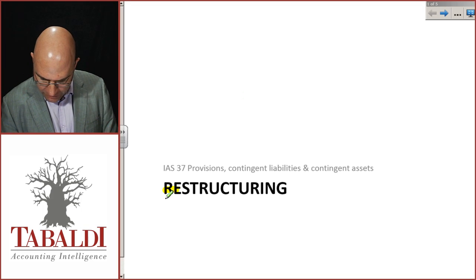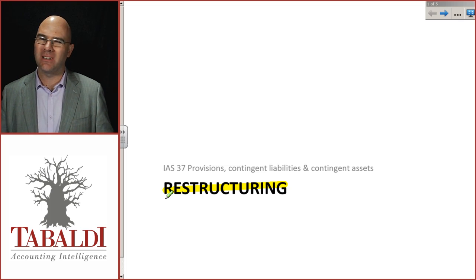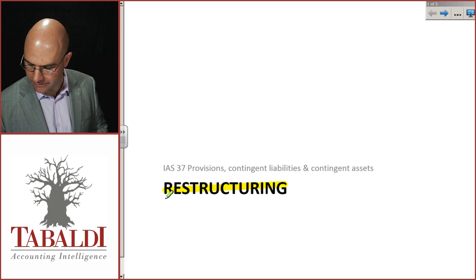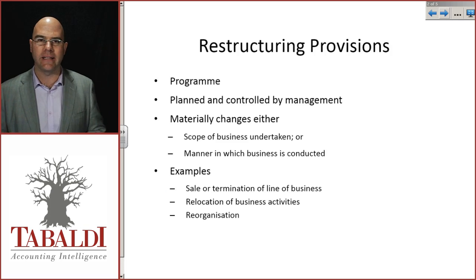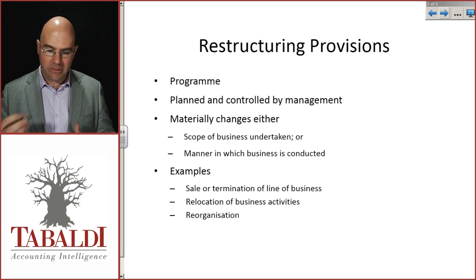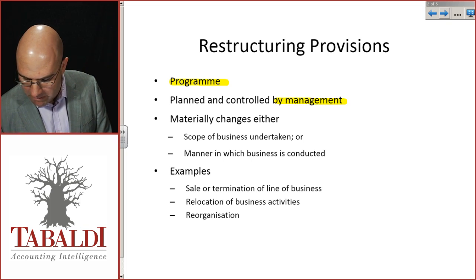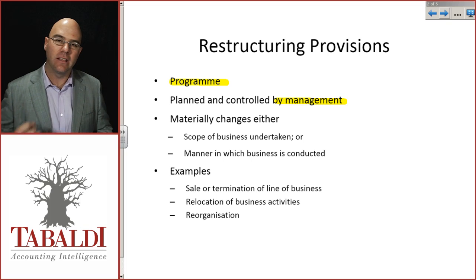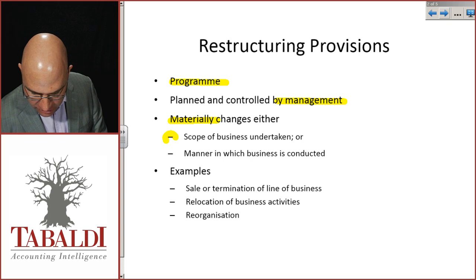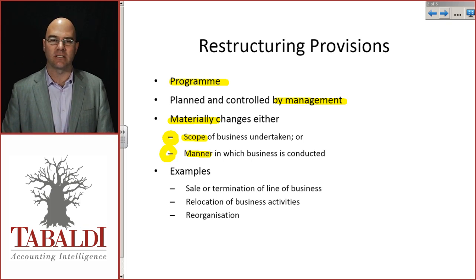Now we're going to look at provisions that relate to restructurings. Remember, if you are looking at US GAAP, it's quite different to IFRS or International Accounting Standards. Still governed, however, by IAS 37. Restructuring provisions can only be recognized when there's a program that is planned and controlled by management, and this restructuring will materially change either the scope of the business undertaken or the manner in which the business is conducted.